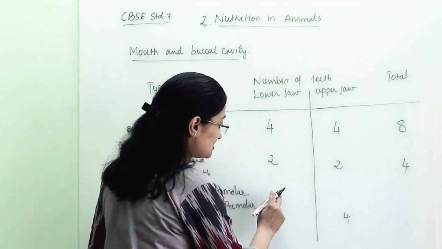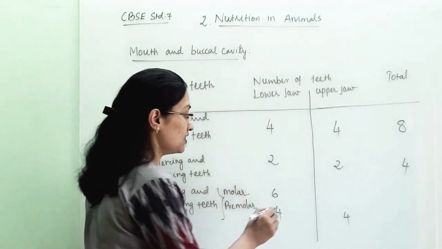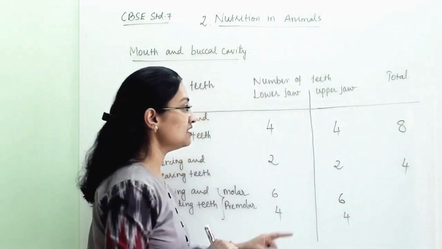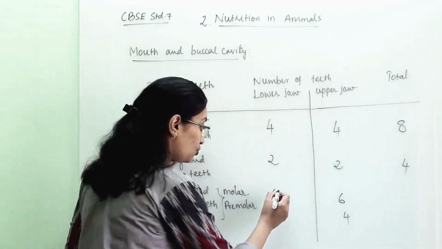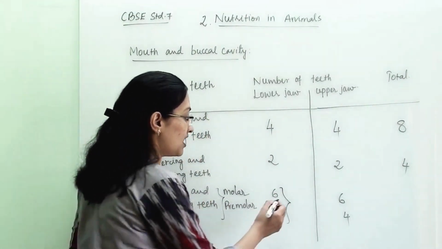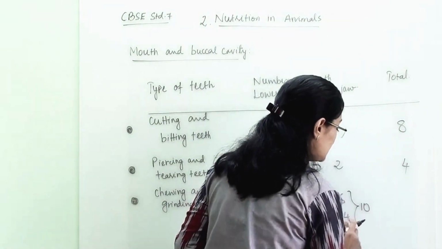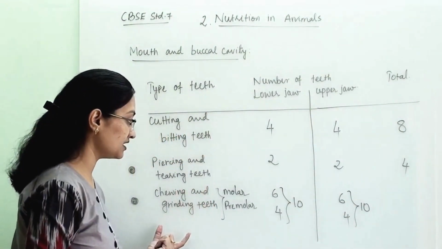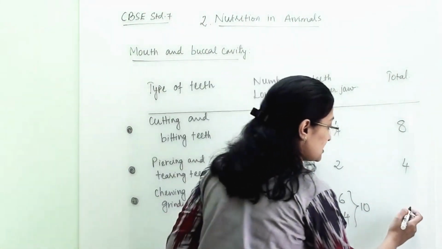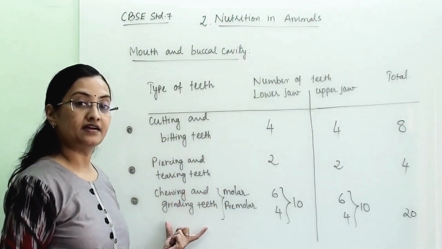So 3 plus 3, there will be 6 molar teeth in one jaw and 6 molar teeth in the upper jaw. So in total, the teeth which can chew and grind the food are 10. Similarly, in the upper jaw there will be 10 teeth which can chew and grind the food. So total 10 plus 10, 20 teeth will be chewing and grinding teeth.